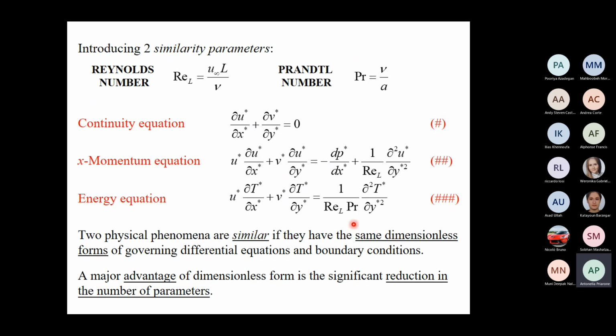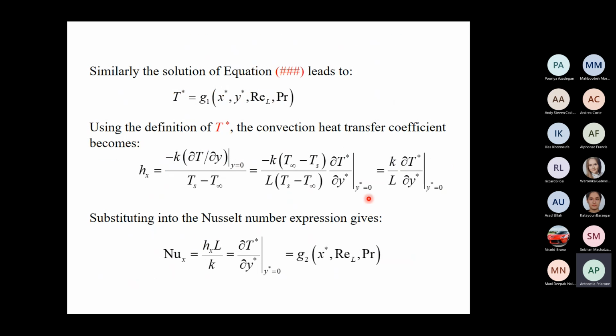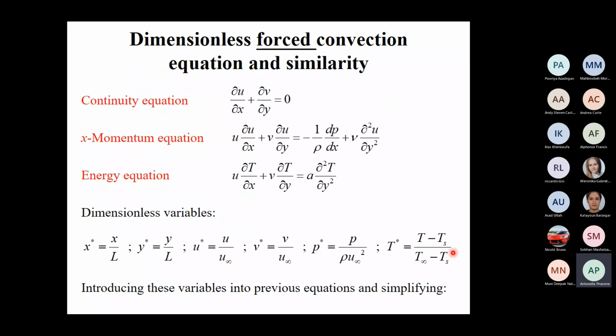Again, I can observe this equation, the energy equation, and it allows us to say that T star is a function that I call in this case G1, of what? X star, Y star, Reynolds number, Prandtl number. So T star depends on X star, Y star, Reynolds number, Prandtl number. Okay? The same as for U star, observing only in this case the energy equation. If I use the definition of T star, remember that for me T star is this one.